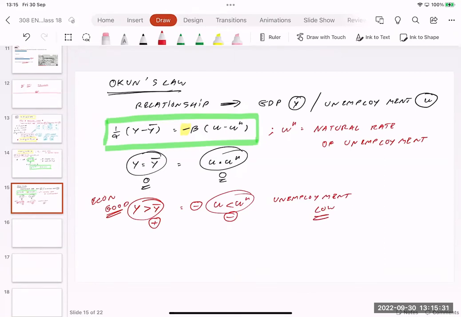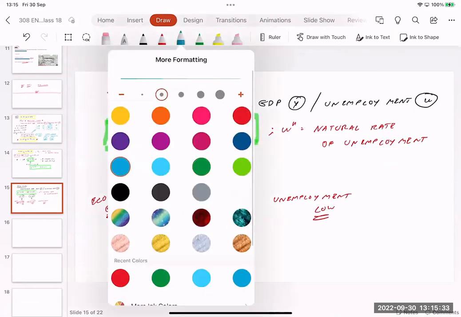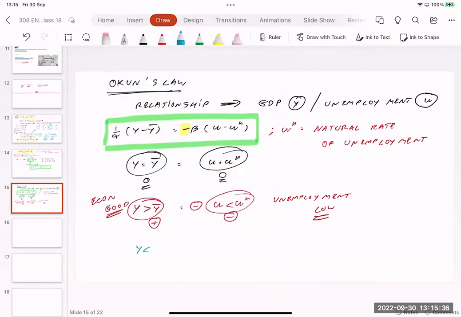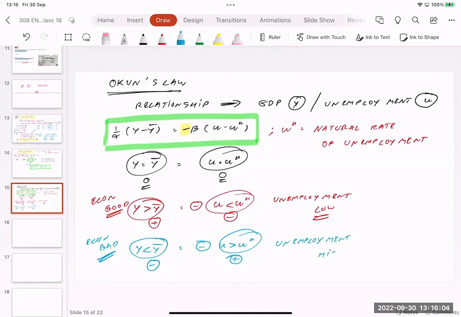On the opposite way, when the economy is bad, Y less than Y bar, the left side of the equation is negative. The right side in front of the bracket is negative, so it means the bracket has to be positive. U is going to be greater than UN. You see that? When the economy is bad, unemployment is going to be high, right?